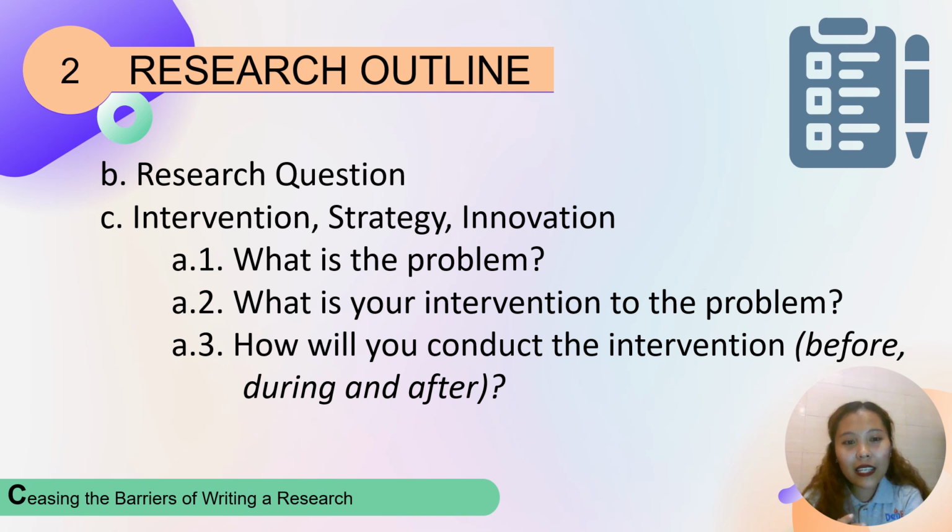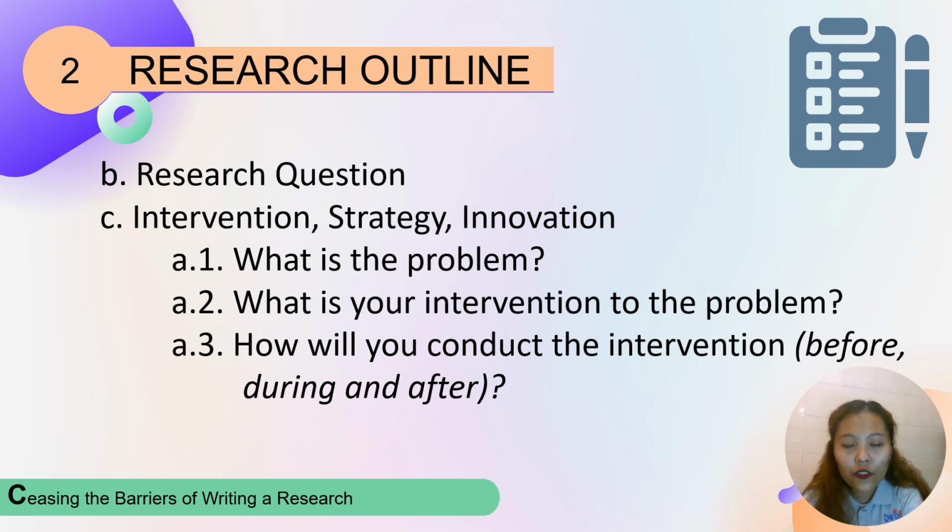One of the things that distinguish the two is that action research only has one question, whereas in basic research you have to have the main question and the other specific questions. So again, the research question in action research is only one. Next is the intervention, strategy, and innovation. In this part, you are going to answer these three questions.